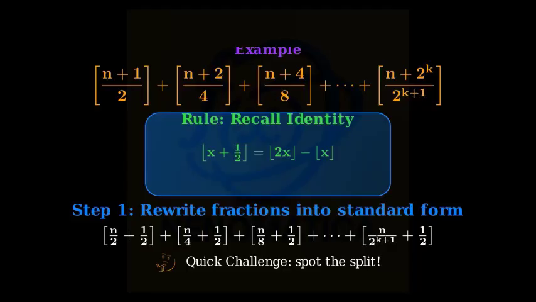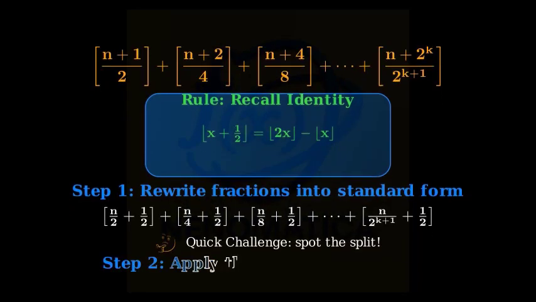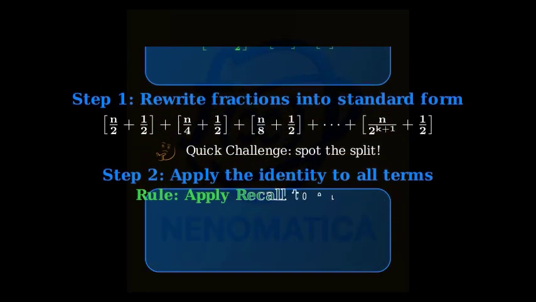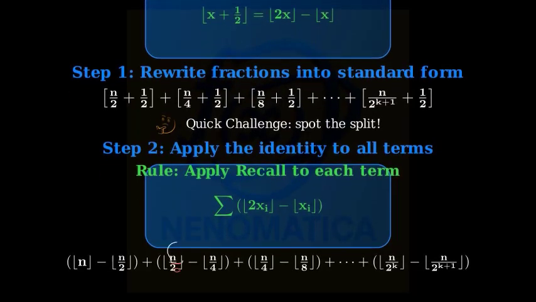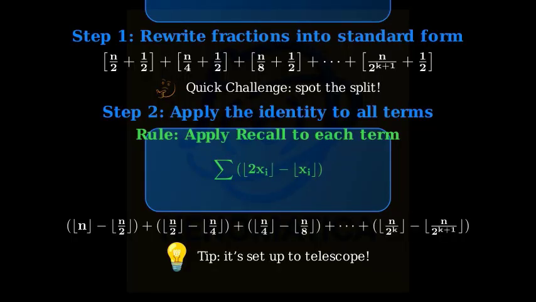Step 2. Apply the recall identity to each bracket, with x equal to n over 2 to the i for each term. We'll show the step title. Then, a brief expansion reminder. Now, the telescoping form appears. Tip: notice how the plus floor of 2x in one term is the minus floor of x in the next.